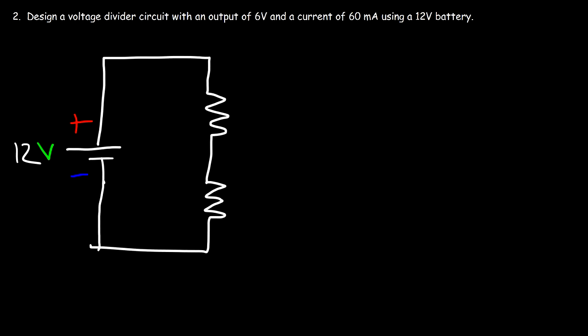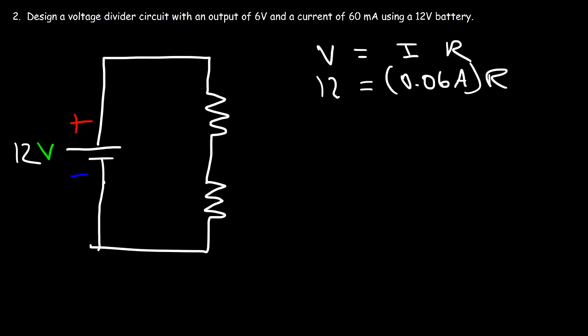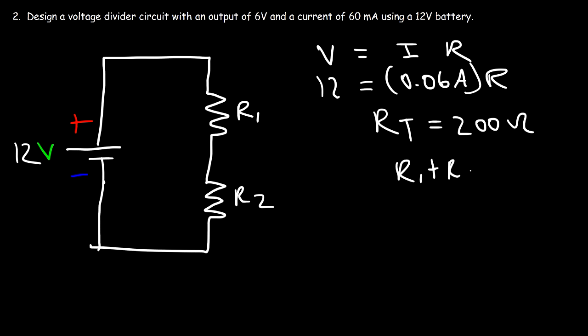Now, this circuit consumes 60 milliamps. So we need to calculate the total resistance of the circuit. So we can use V equals IR. So the voltage of the battery is 12. The current is 60 milliamps, but if we divide that by 1,000, that's 0.06 amps. And so R is going to be 12 divided by 0.06. So the total resistance is 200 ohms. So what that means is that R1 plus R2 has to add up to 200.